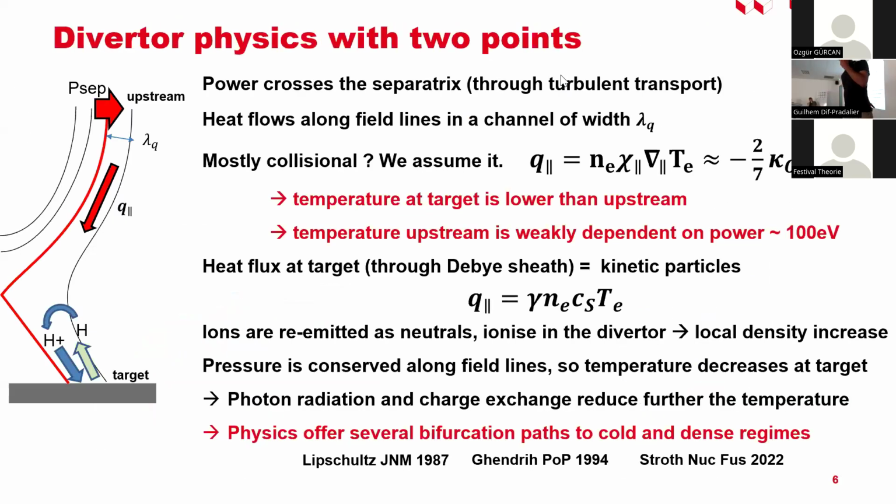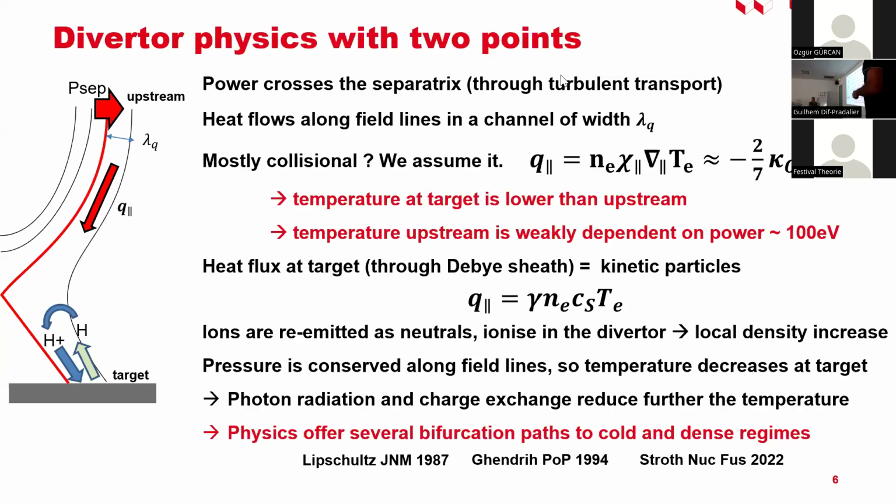So how do we do that? I will give a very simple divertor physics explanation with 2 points. I will relate what we call the upstream position, which is somewhere at the separatrix, close to the confined plasma in the scrape-off layer. And if you follow field lines down to the divertor, you arrive at the target. So you have power crossing the separatrix, let's say 100 megawatts in ITER, for instance. It goes through turbulent transport, we would say generally.